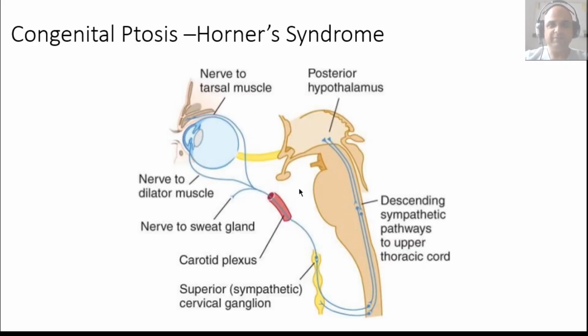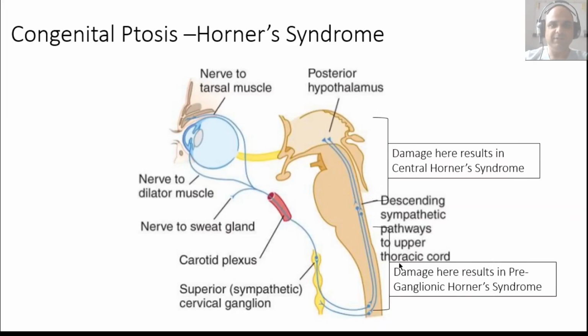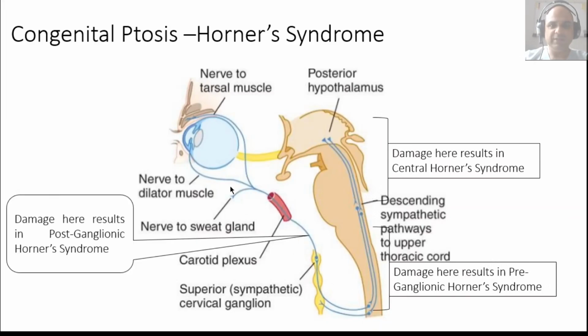So this is the sympathetic flow from the posterior hypothalamus all the way to the eye, and this is the area of damage in central Horner syndrome. This is the area of damage in preganglionic Horner syndrome, and this is the area of damage in postganglionic Horner syndrome. As you can see, if the damage is central, almost all of the sympathetic supply to the body would be affected. If it is preganglionic, we are talking about fibers that are destined for the superior cervical ganglion, so only the area covered by the superior cervical ganglion is affected, causing facial anhidrosis. And when we talk about postganglionic, we're talking specifically about fibers going to the eye.